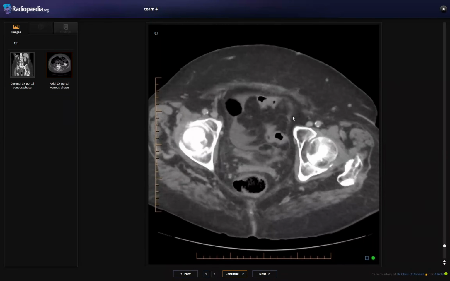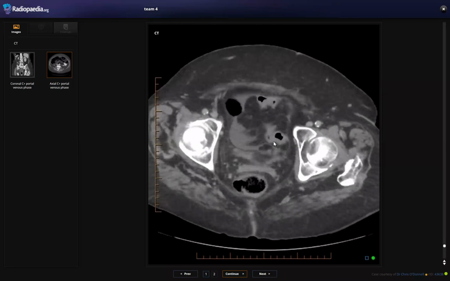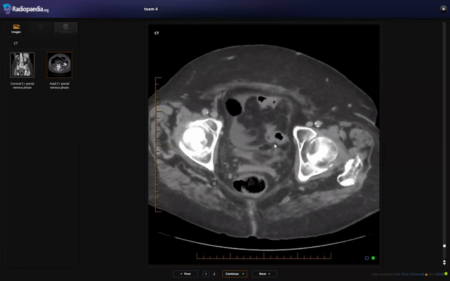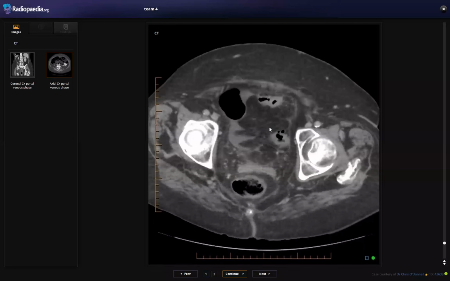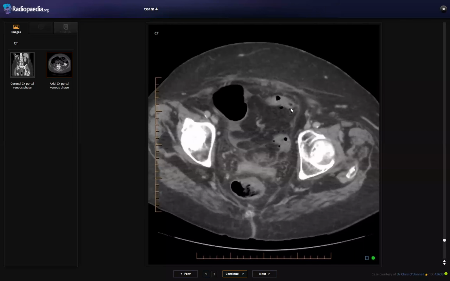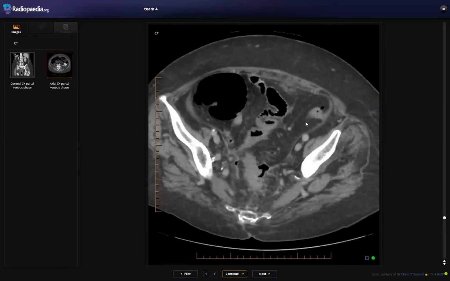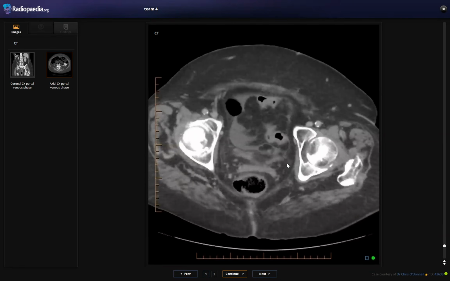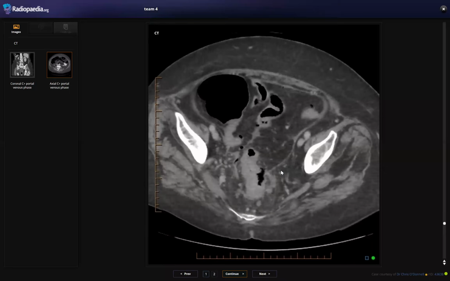I'm going down. I need to assess the sigmoid. The transition zone is at the sigmoid colon, and there are multiple diverticuli seen in the sigmoid as well. Maybe can you show it to me? Okay, what else? These two foci of air, but then also these. So this may be the cause of air within the peritoneum, but there is no marked thickening within the sigmoid to suggest that this is diverticulitis.